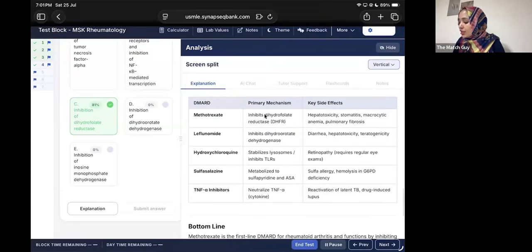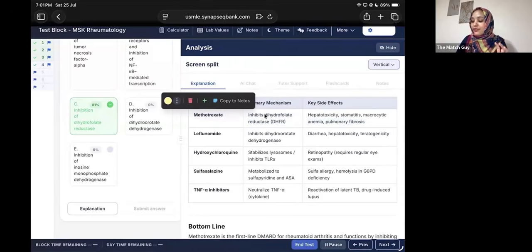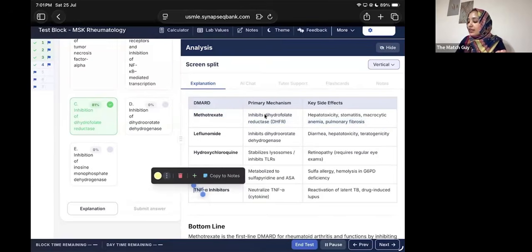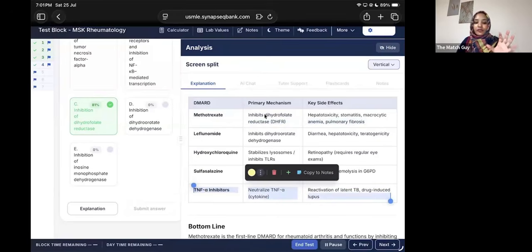So these are the drugs that you would use. These are the commonest ones that you would use. You want to remember the mechanisms of action for them specifically. If you want to just memorize the first one, that would be amazing. They like to ask about TNF inhibitors because they have reactivation of TB. So they have a very specific side effect, right?